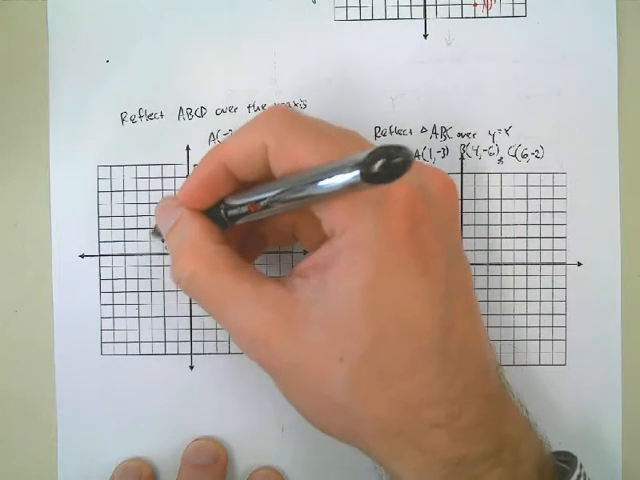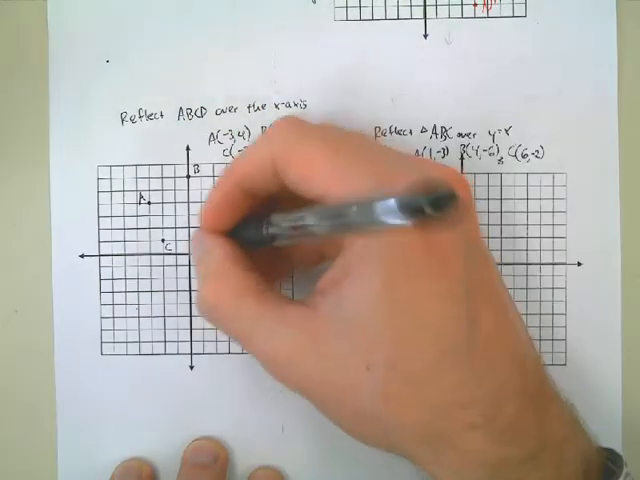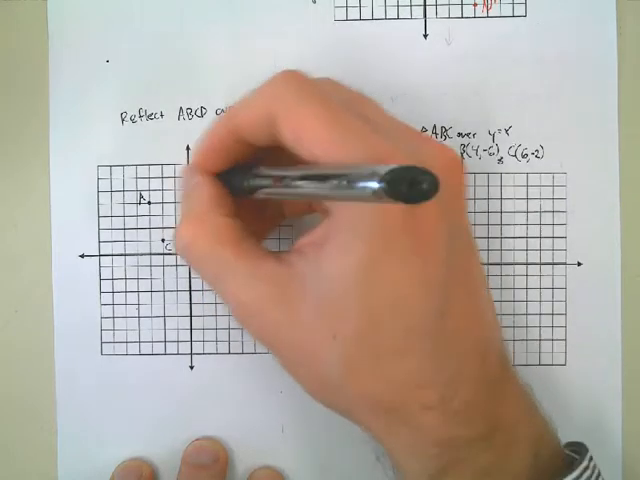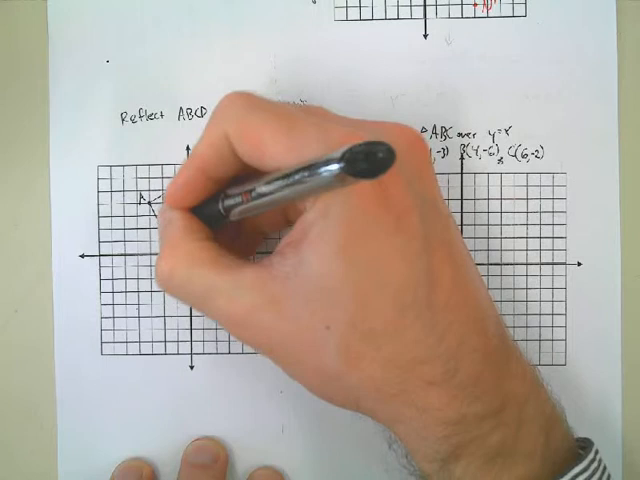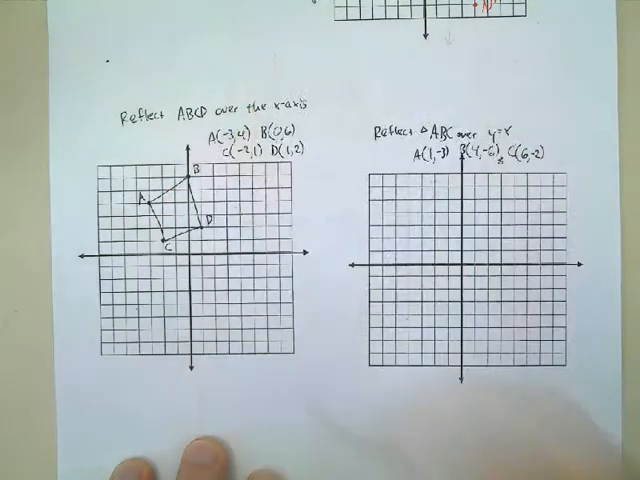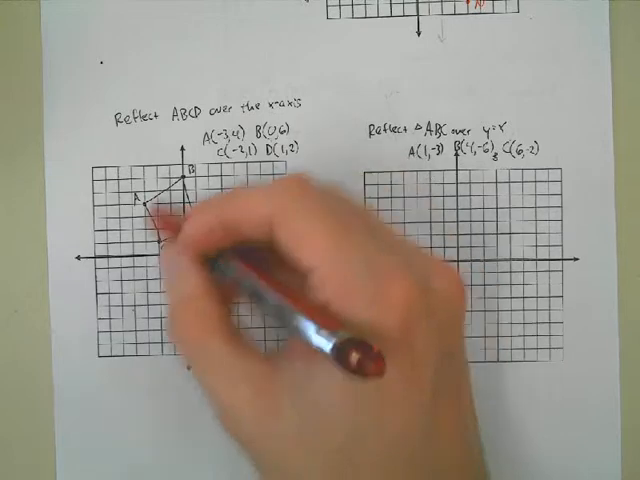And then D is 1, 2. So there's D. Okay, so just as a quick sketch there. Okay, and reflecting over the x-axis. So again, let's just focus on reflecting the vertices here. So reflect A. Here's the x-axis.